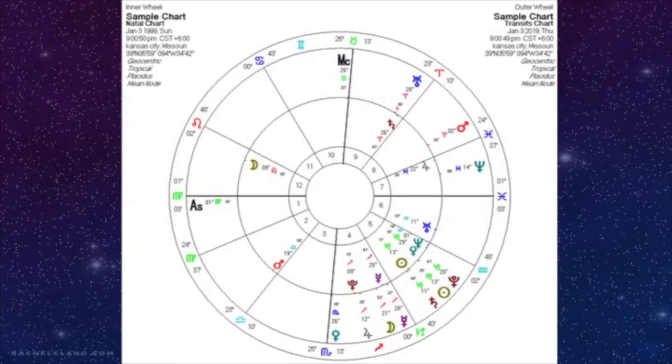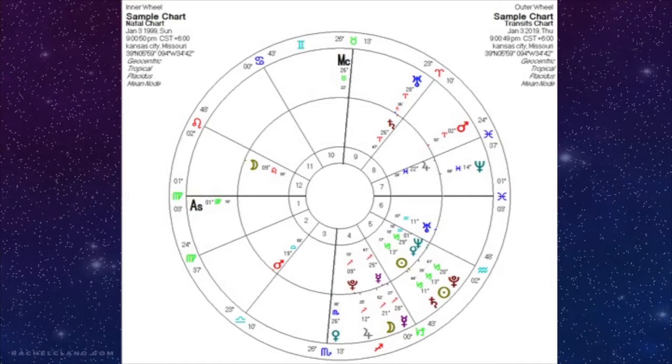This is what it looks like when you see transits on a bi-wheel chart. So the natal chart is on the inside and the transiting planets are on the outside. And I just erected a sample chart for this one just to show you an example. I wanted the sun to be pretty close to where it was around the time of that birth. So it's on the same day. This would be a birthday. So the natal chart being January 3rd, 1999, the transiting chart being January 3rd, 2019.